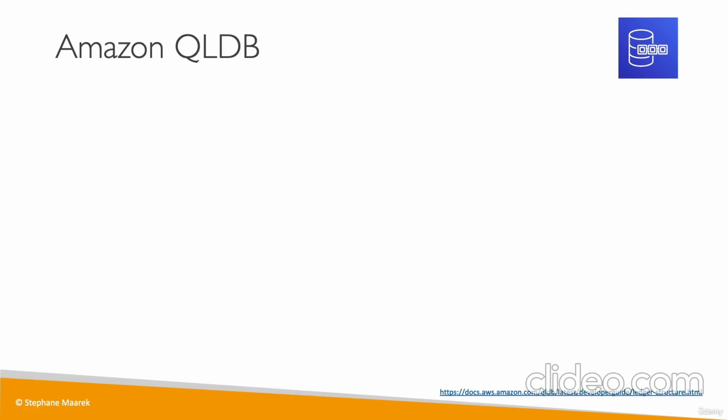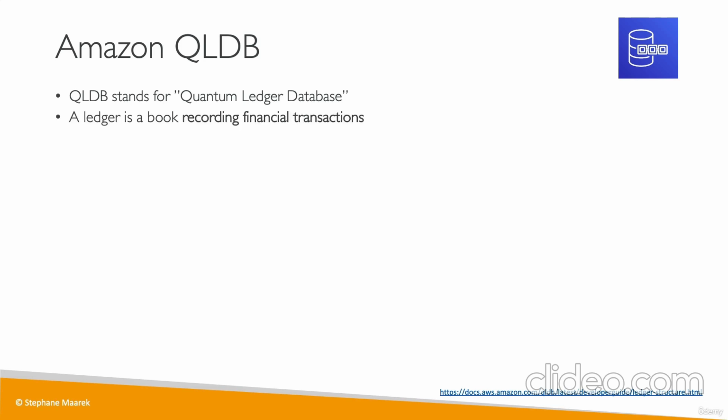Now let's talk about Amazon QLDB, which stands for Quantum Ledger Database. So what is it? A ledger is a book recording financial transactions. And so QLDB is going to be just to have a ledger of financial transactions.